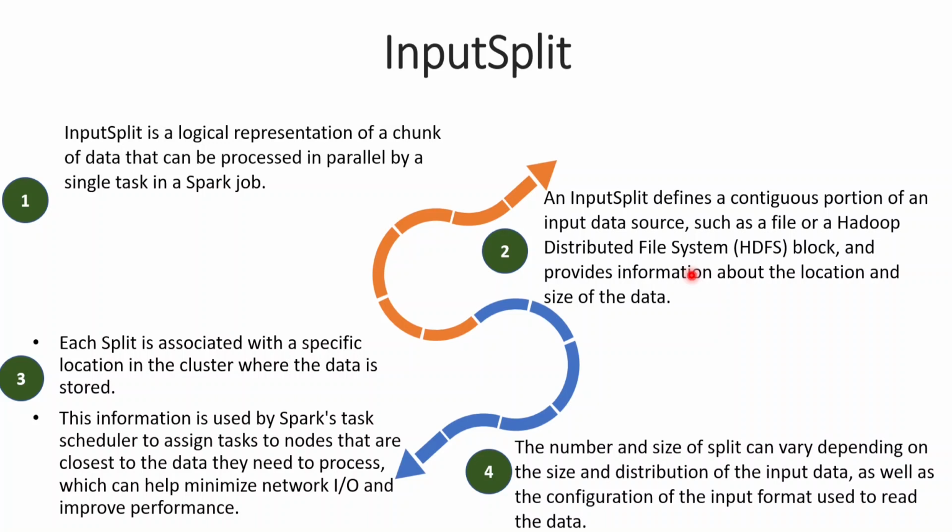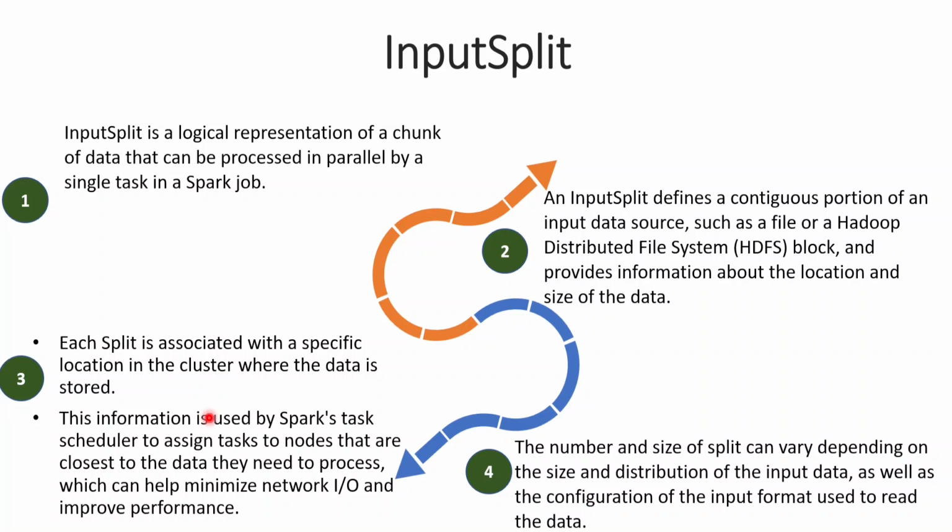Then each split, this input split component will keep track of all the splits. What is the starting address? What is the end address? And also, all the cores, all the executors can access the footer and header of the Parquet file, because a Parquet file will contain the metadata along with the data. So the metadata is common across all the executors or all the cores, but the input data is logically divided into multiple parts, and each starting address and end address will be tracked by input split. I hope you understood. And each split is associated with a specific location in the cluster where the data is stored.